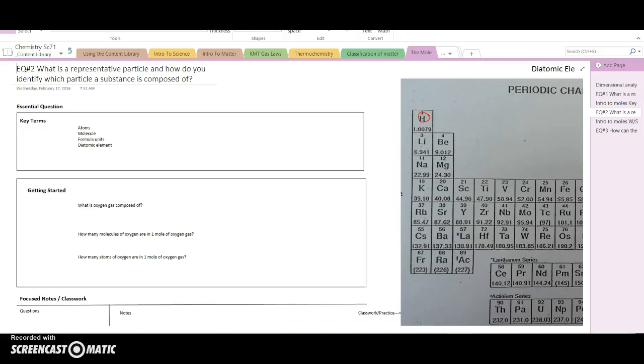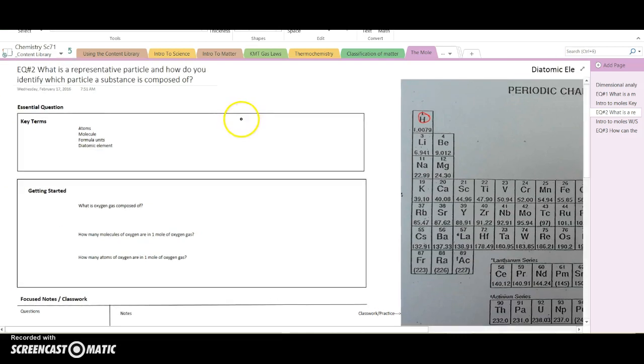Alright, today we're talking about representative particles. And what we're talking about here, really, when we talk about the concept of the mole, we know that 1 mole is equal to 6.02 times 10 to the 23rd power. Again, that's like a dozen. If I say a dozen, you think 12. If I say a mole, you think 6.02 times 10 to the 23rd. It's just a really, really big number. And that's particles.